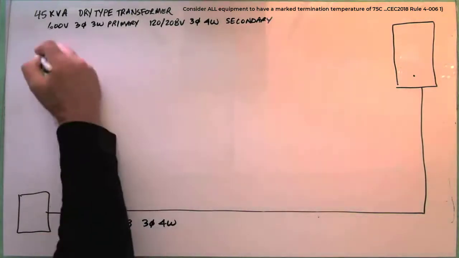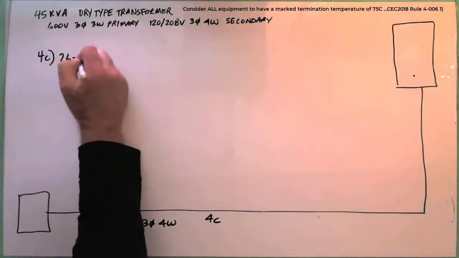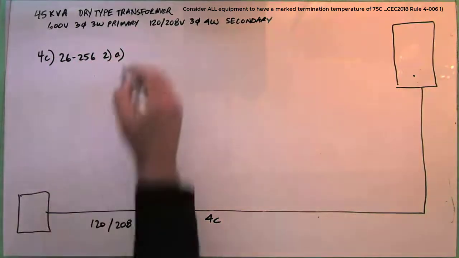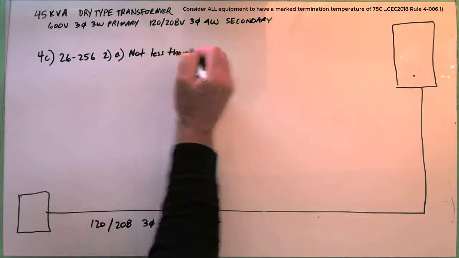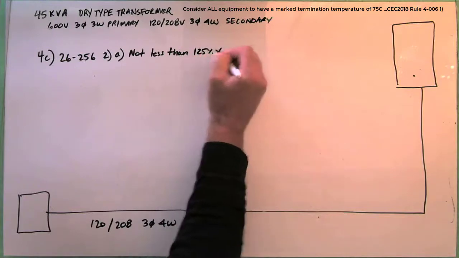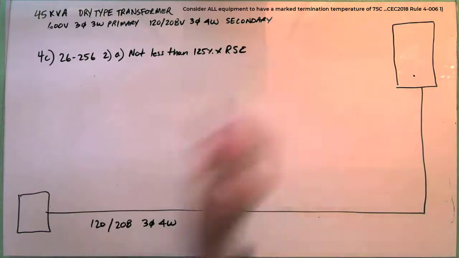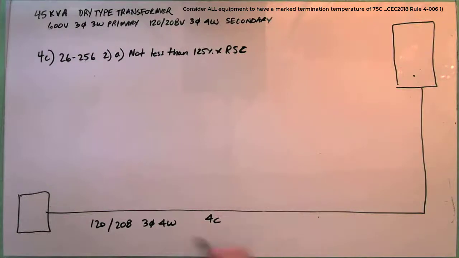So I'm going to finish off where we finished off, which was 4C. So we're talking about over here now, 4C. What size wires would you need over here? Again, I got a rule. I would go to 256, 2A. What does that say? Not less than 125% times the rated secondary current. Okay, so how do I get the rated secondary current?